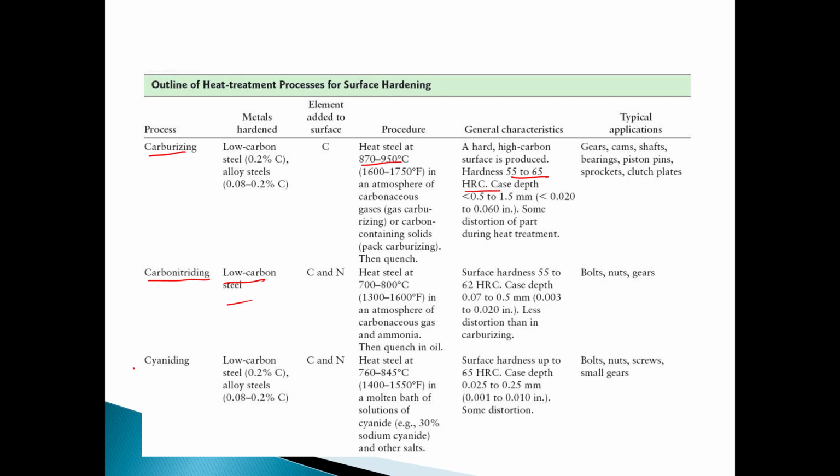In cyaniding, the metal hardened is low carbon steel. Elements added are carbon and nitrogen. Procedure: heat steel at 760 to 845 degrees Celsius in a molten bath of cyanide solution. Surface hardens up to 65 HRC, and it is used for bolts, nuts, screws and small gears.